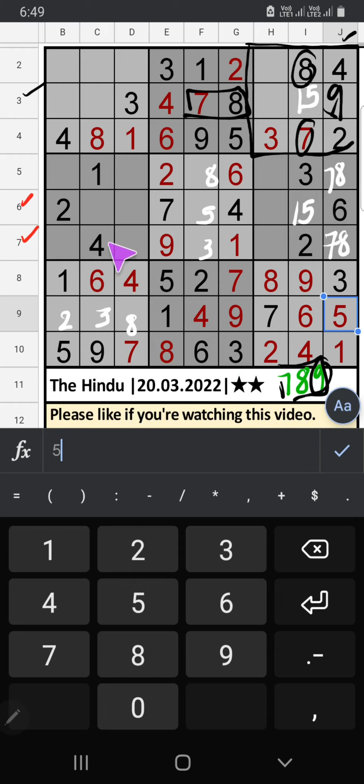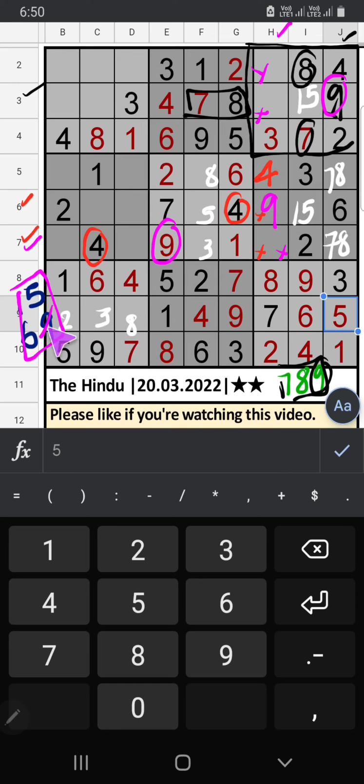9 is confirmed here. Sixth row and 7th row, we have 4. So 4 can't come in these cells, and 4 is confirmed here. Column H, 4 numbers are remaining: 1, 5, 6, 9. Third grade, we have 9, so 9 can't come in these cells. 7th row also we have 9, so 9 can't come in this cell, then 9 is confirmed here.